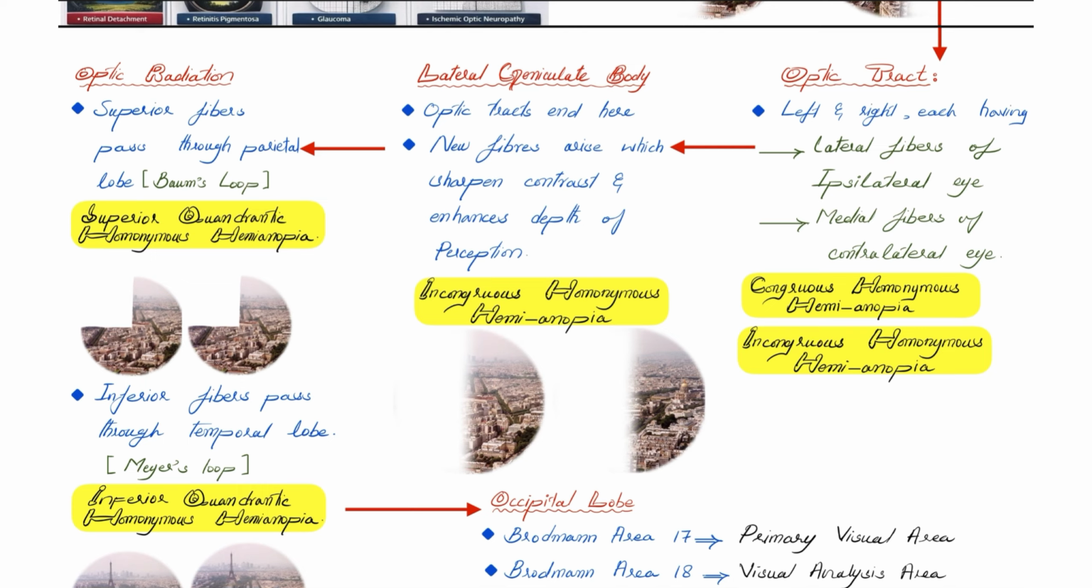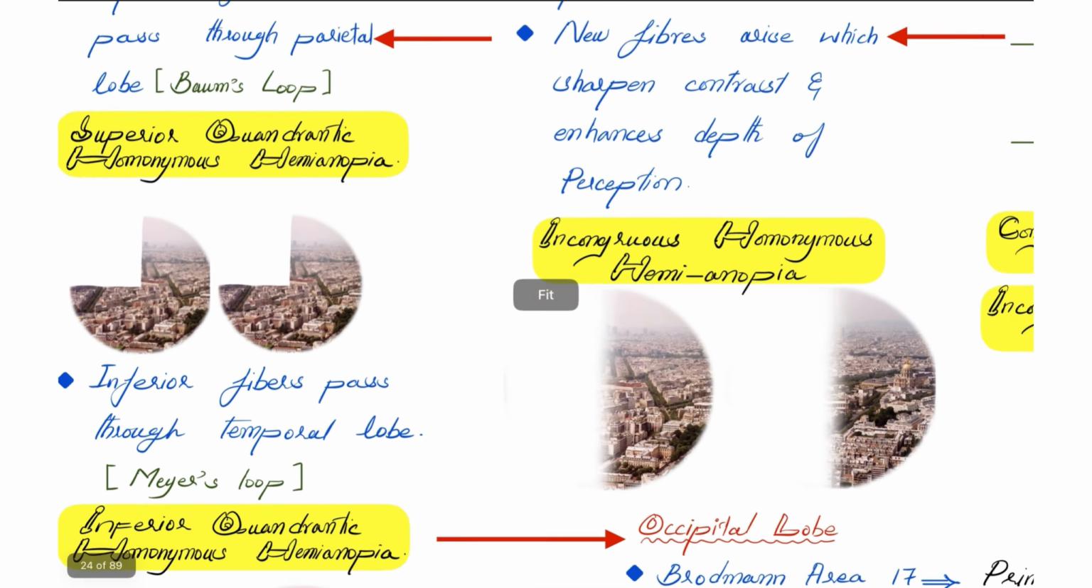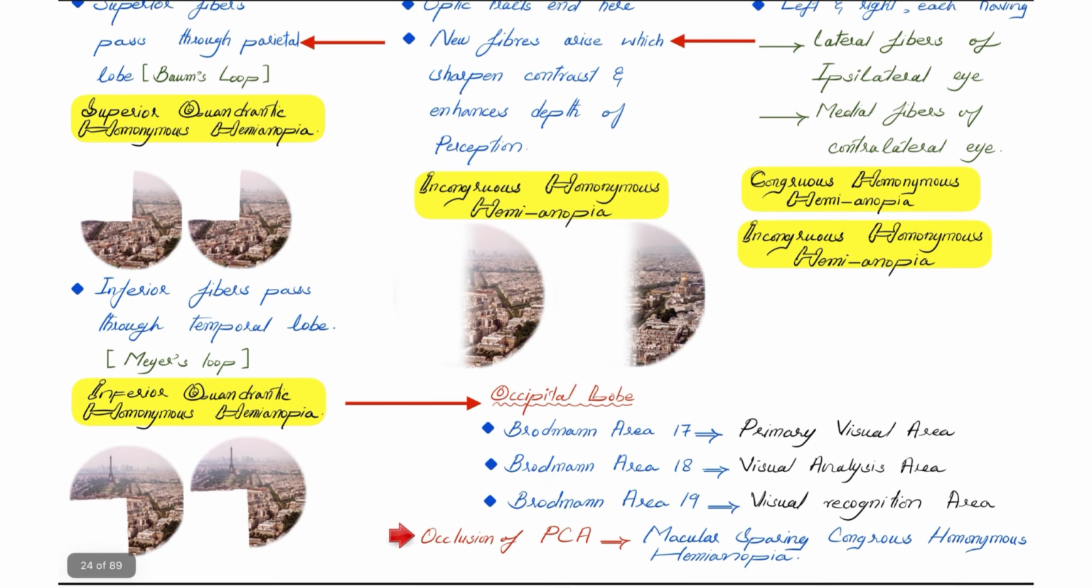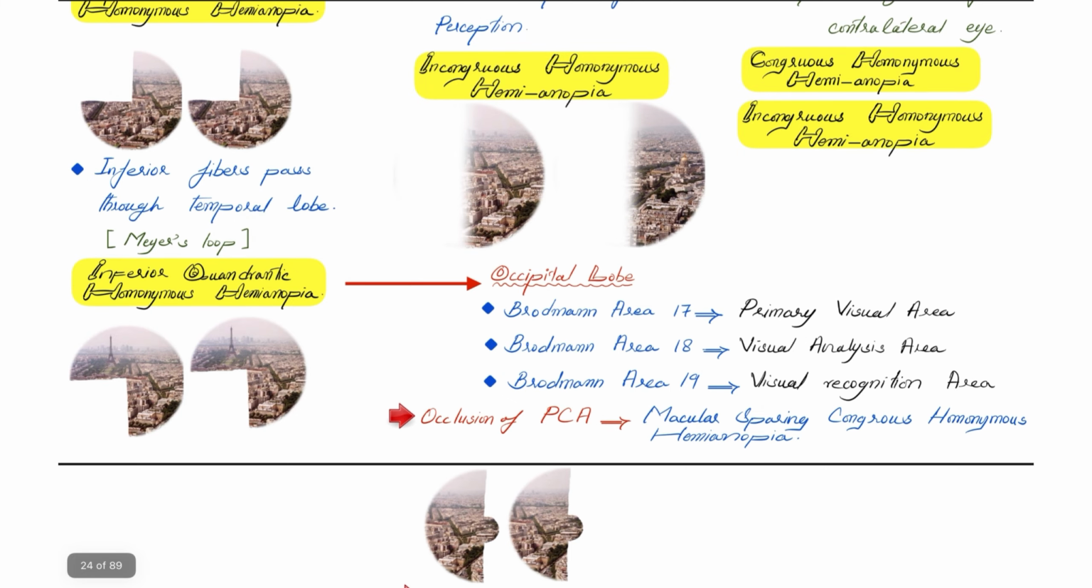Now, the fibers which arise from lateral geniculate body spread over the cerebral hemisphere, and this is called optic radiation. The superior fibers which pass through the parietal lobe are called Baum's loop, and injury to superior fibers leads to superior quadrantic homonymous hemianopia, and the patient will have a visual field like this. Inferior fibers of optic radiation pass through temporal lobe, and this is called Meyer's loop. Disruption of the inferior fibers leads to inferior quadrantic homonymous hemianopia.